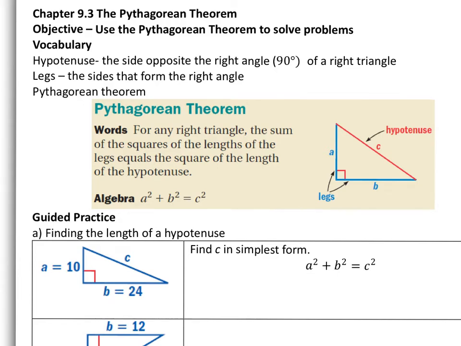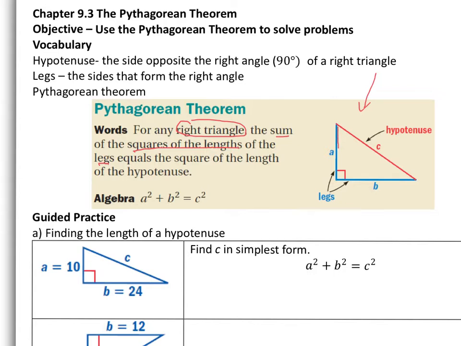9.3, the Pythagorean Theorem. In this lesson, we're going to use the Pythagorean Theorem to solve problems. The Pythagorean Theorem, in words, means for any right triangle, the sum of the squares of the lengths of the legs is equal to the square of the length of the hypotenuse. Let's take a look at the right triangle to the right-hand side.